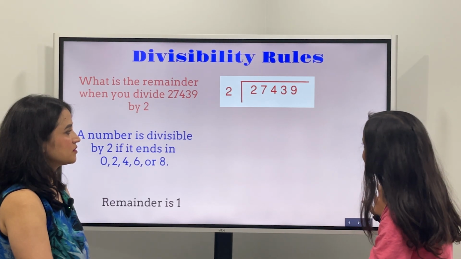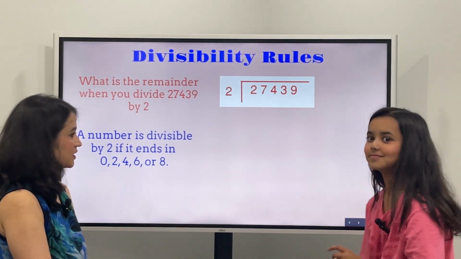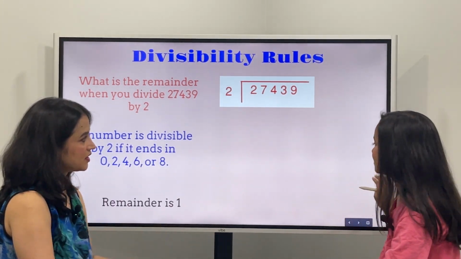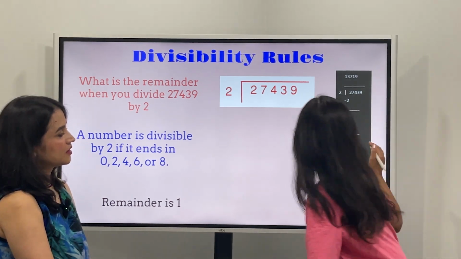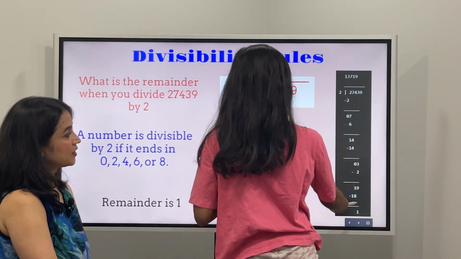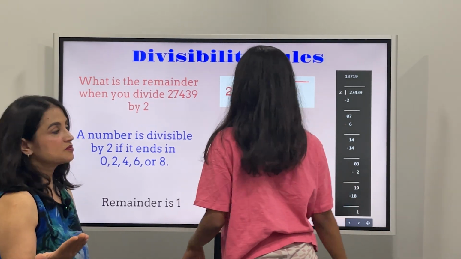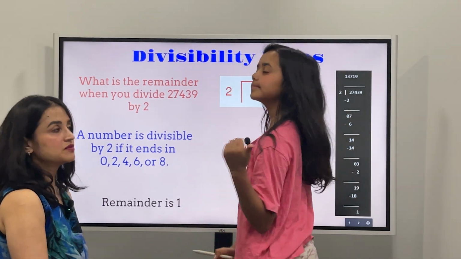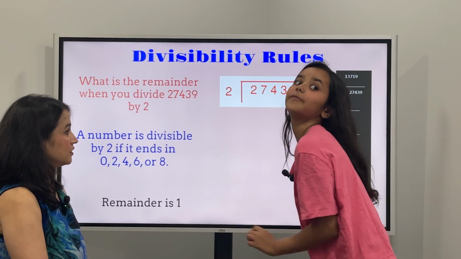Yeah, you don't have to see the demo. There it is. The remainder is 1. That's the answer. You can practice by yourself by doing that division.